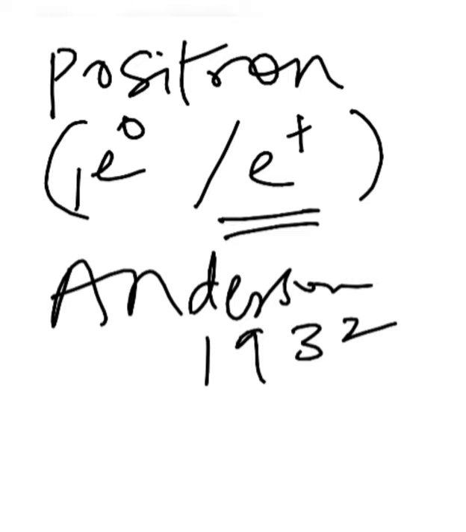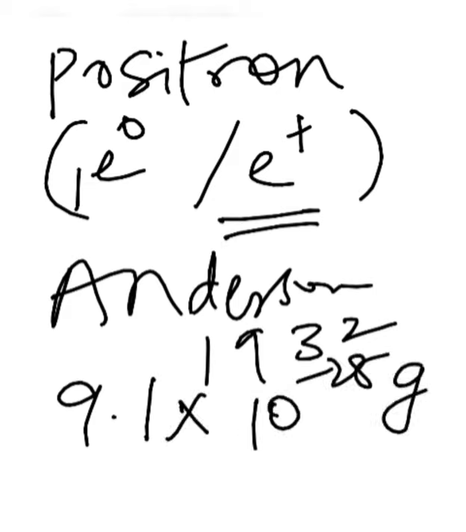What is the mass of electron? It is 9.1 into 10 raised to minus 28 gram, or in terms of kg, it is 9.1 into 10 raised to minus 31 kg. So positron has almost the same mass as the electron. As far as the charge of positron is concerned, it is the same but with opposite sign as that of electron.